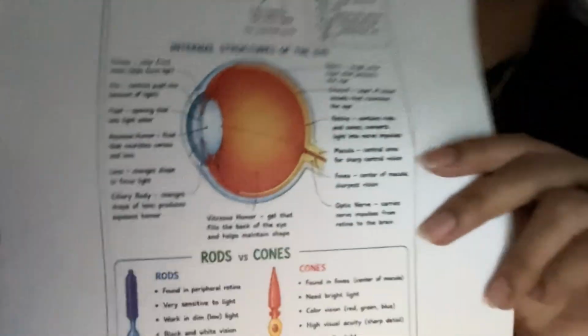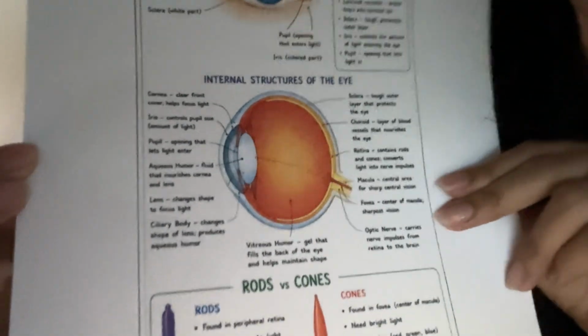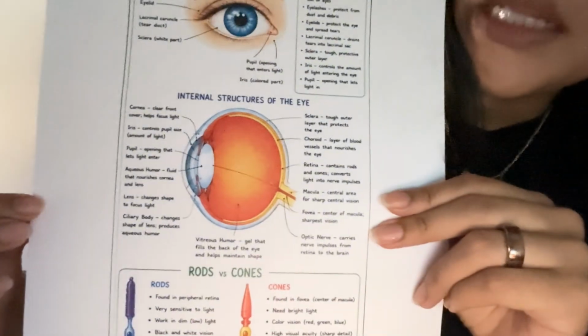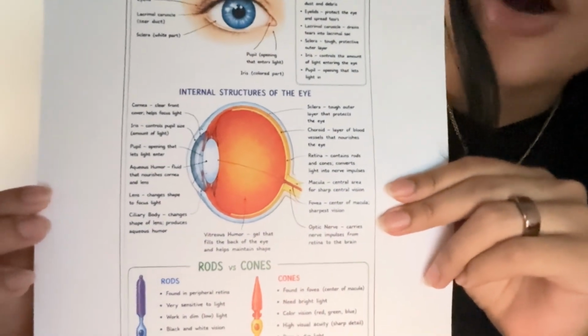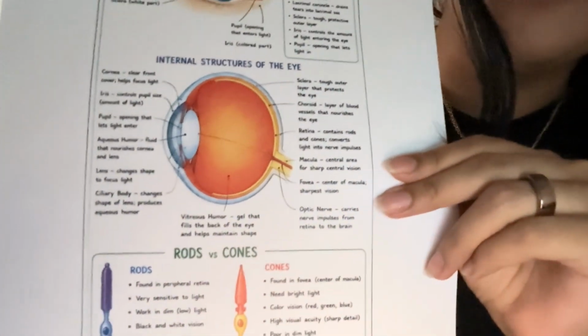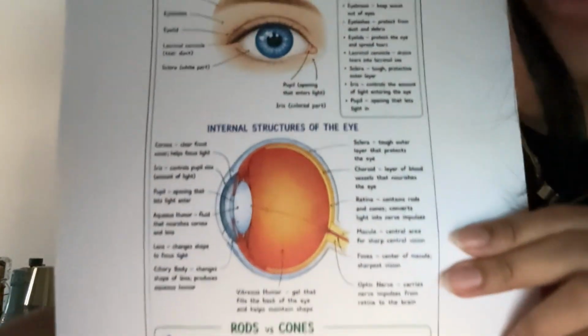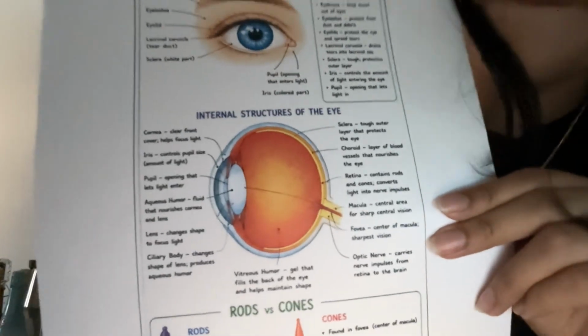Then we also have the ciliary body, which changes the shape of the lens. Then we have the vitreous humor, which is a gel that helps maintain the shape of the eye. Then we also have the retina, which contains the photoreceptors that convert light into nerve impulses.